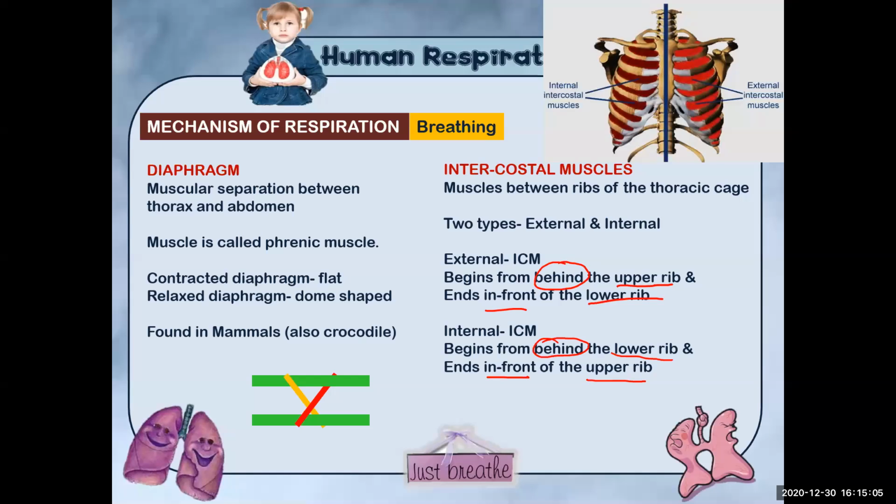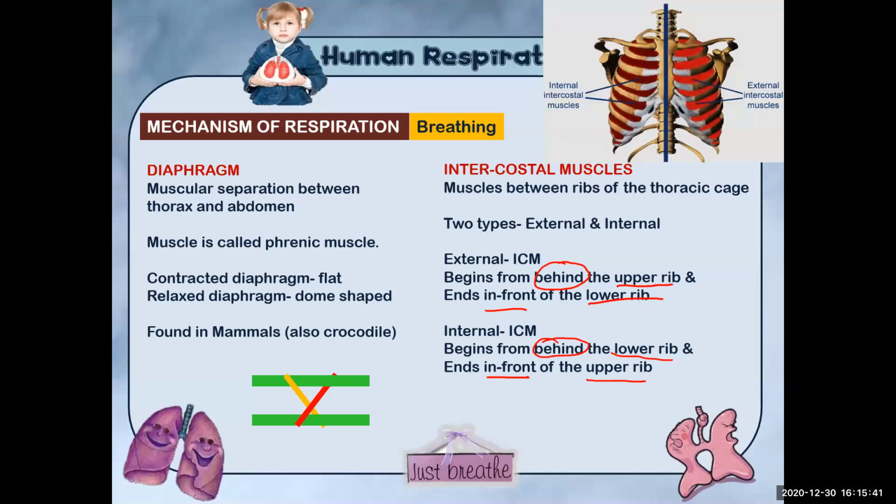So we were doing muscles of breathing, in which we did the diaphragm last class. Today we have done intercostal muscles. Intercostal muscles are muscles in between the two ribs. There are two types of intercostal muscles. One is external and one is internal. The one which can be seen from the outer surface is the external intercostal muscle. The one which can be seen from behind is called the internal intercostal muscle.